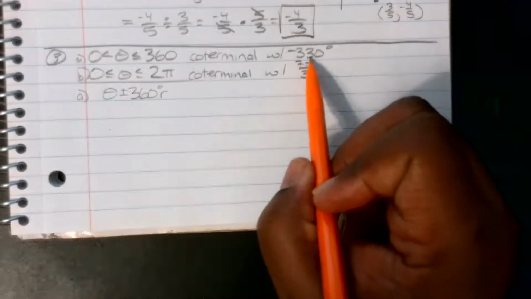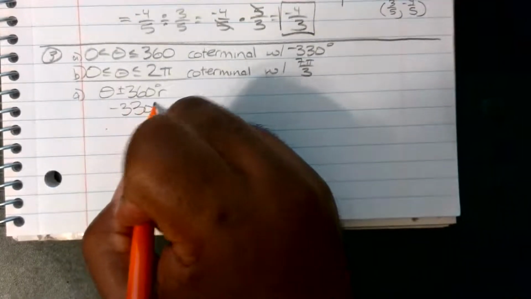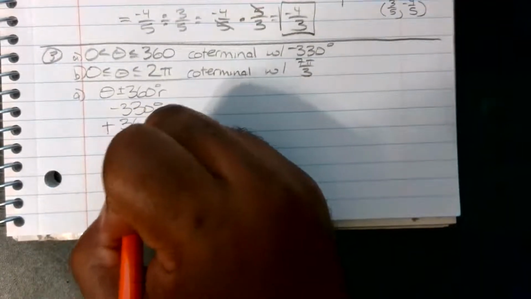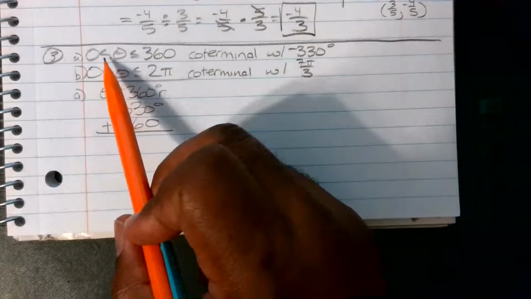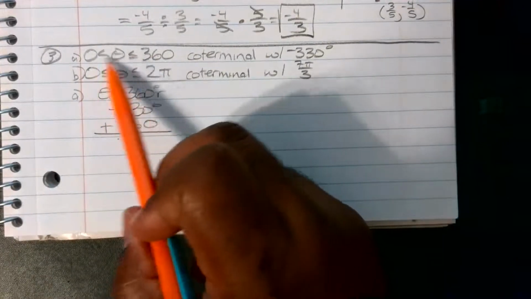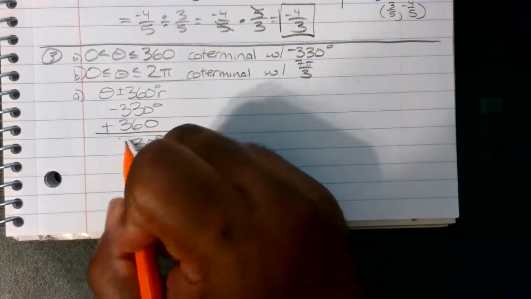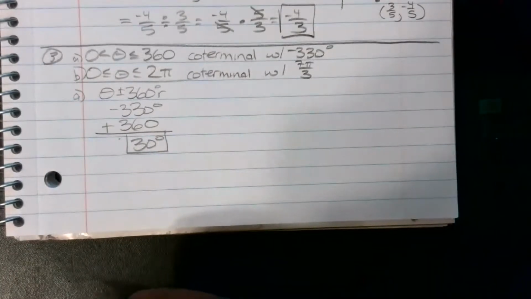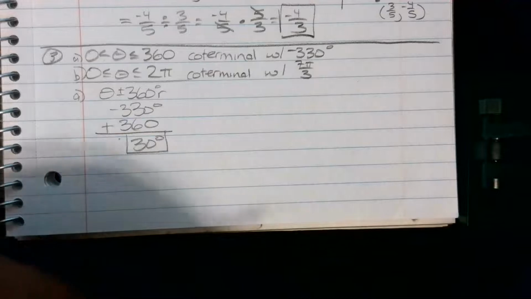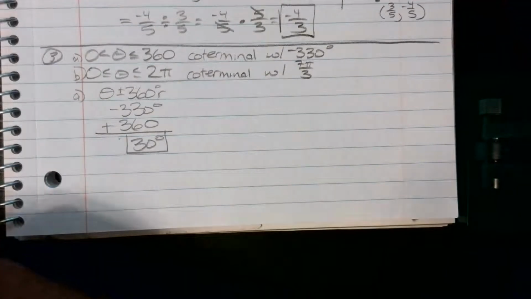Negative 330 is less than 0. So we're going to take negative 330 degrees and we're going to add 360 degrees. And we're going to keep doing that until we find an angle in this range. Doing this, we quickly see that it is 30 degrees. So that is our answer. All right. Also, if you are familiar with positive and negative rotations, then you know that negative 330 degrees is in the same position as 30 degrees.